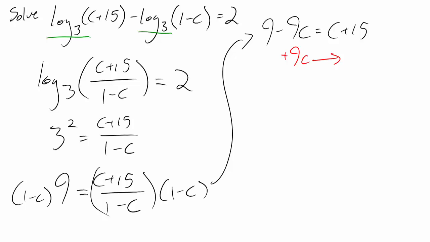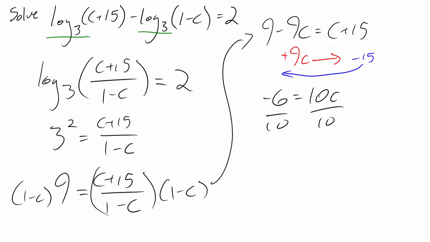And while we're at it, we'll go ahead and subtract off the 15 over to the left. So 9 minus 15 will give us a negative 6 to equal our 9c and 1c will be 10c. Then we divide both sides by 10. And we can reduce here just a little bit, so that leaves us with c equals negative 3/5.